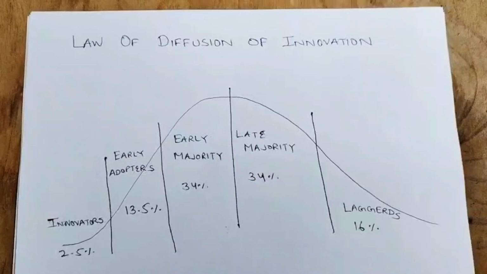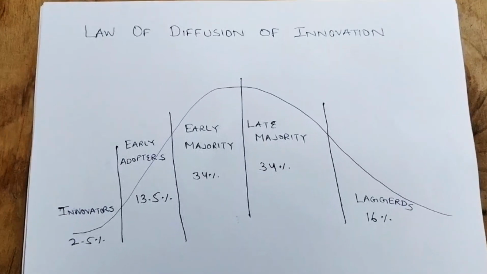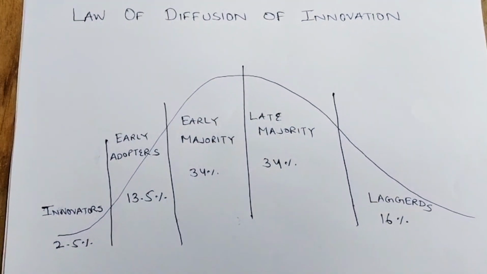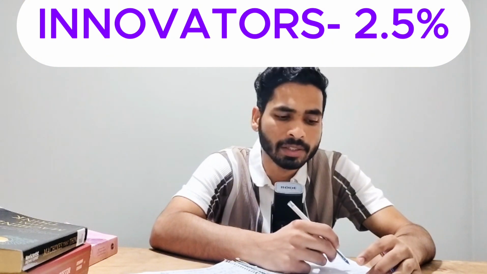This law consists of an adoption curve. This adoption curve consists of 5 different parts, and I'm going to discuss them one by one. I'm going to put it on screen for your better understanding. First, we will discuss innovators. They make up 2.5% of the total percentage of this curve. These people are the ones who take high risks on new technologies and innovations. These are the people who do experiments.